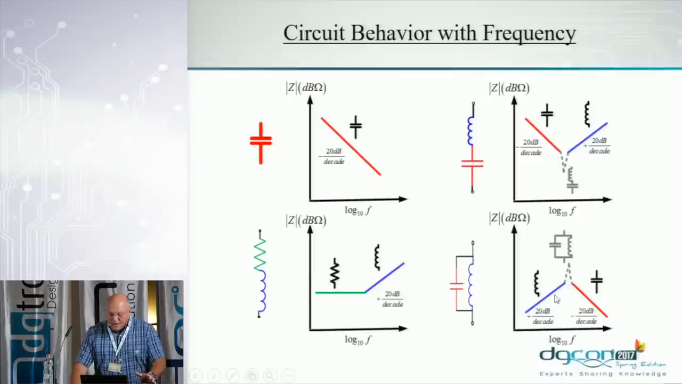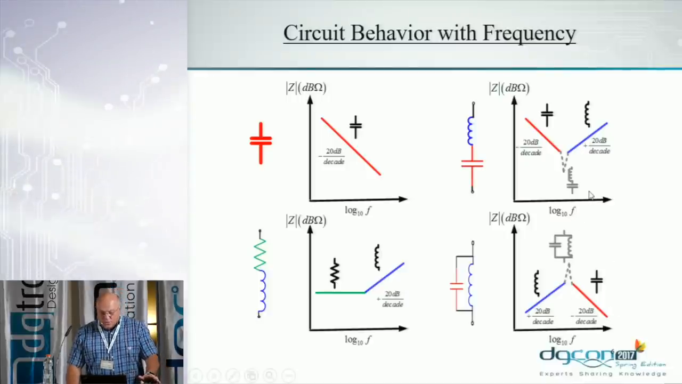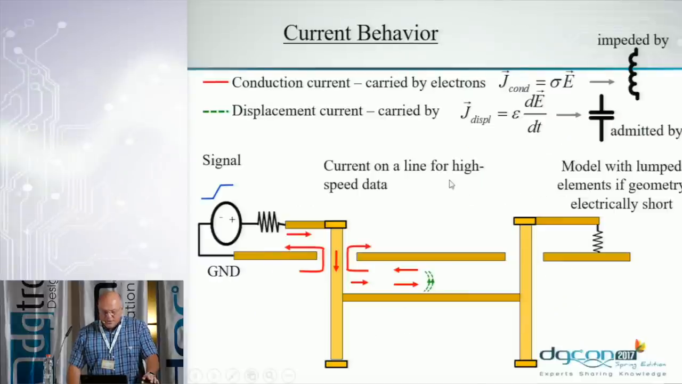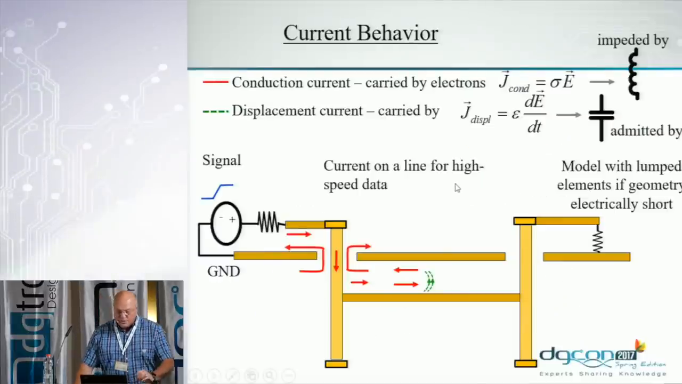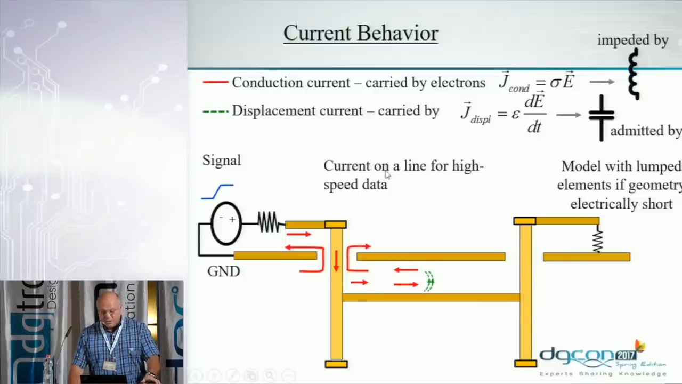Parallel resonance is just the opposite: plus 20 dB per decade at low frequencies, a resonance, and then minus 20 dB per decade at high frequencies. Those responses are going to be important in just a minute when we look at PDN impedance. Also, the other thing is just a reminder of the way that high-frequency current behaves.